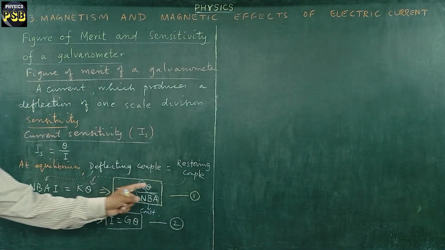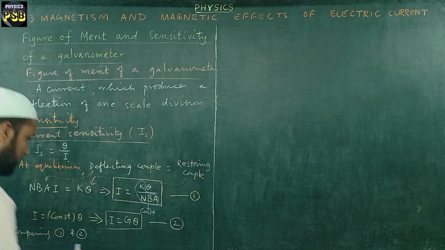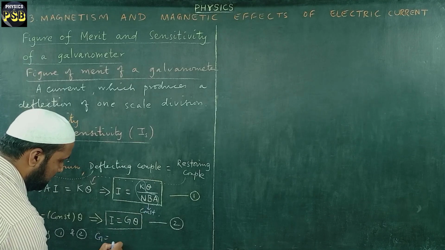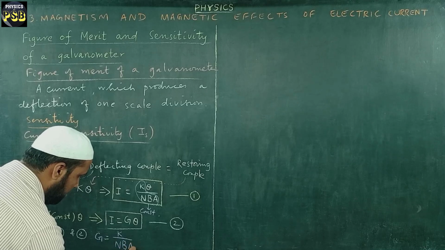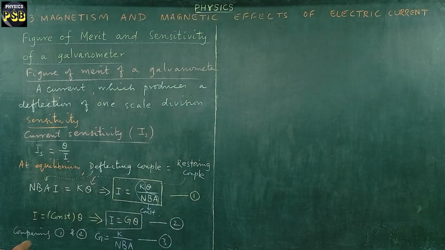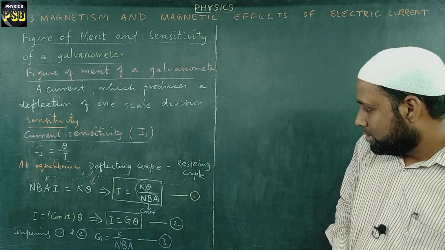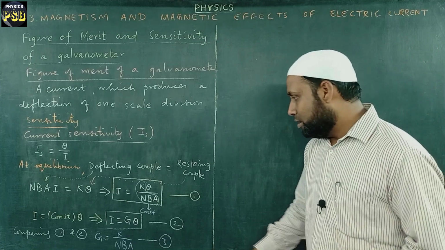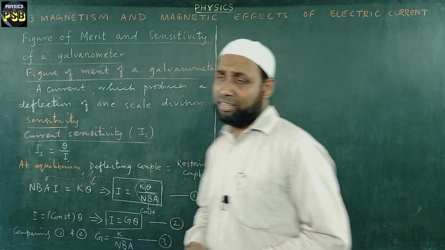I compare equation number 1 and 2. Comparing 1 and 2, what do I get? I get the value of G equal to K upon NBA. This is taken as equation number 3.